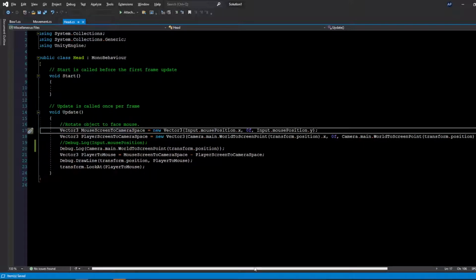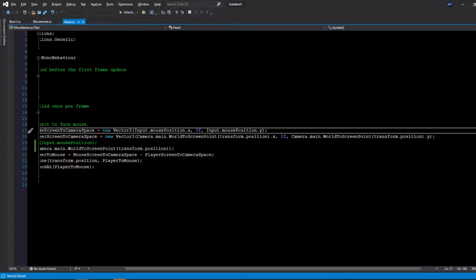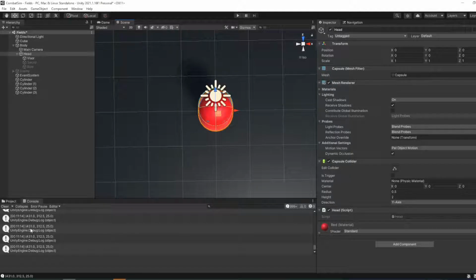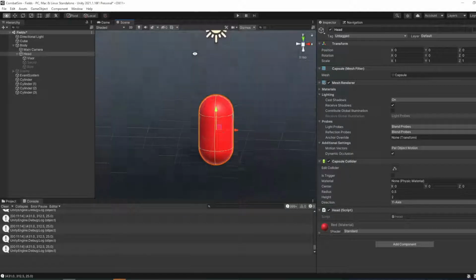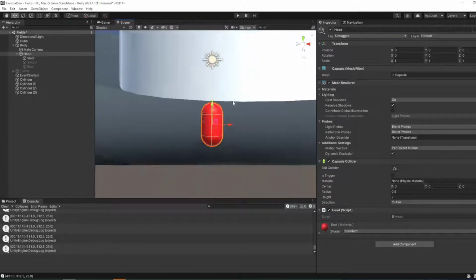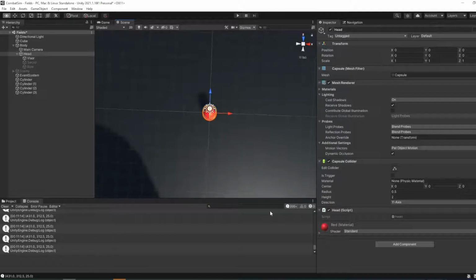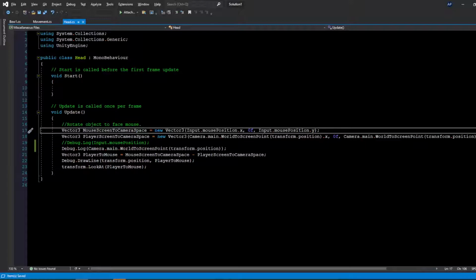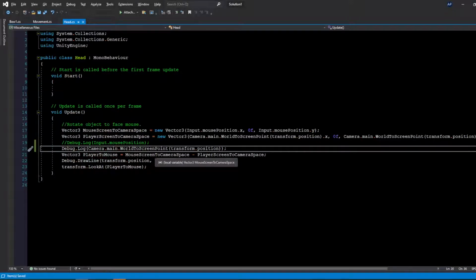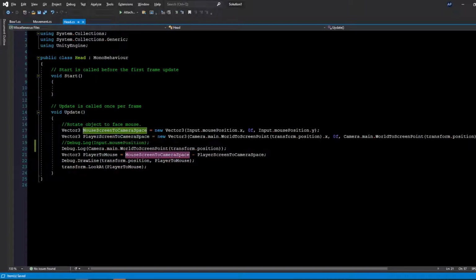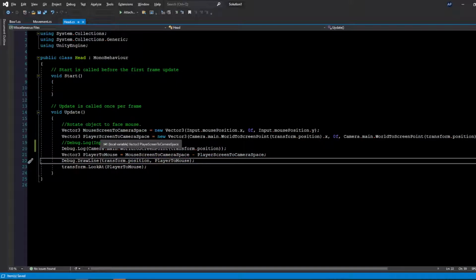And I do the same thing for the player position. So X gets X and Z gets Y. This translates it from this XY plane, because this is Y and this is X, and puts it in this new perspective. Finally, the last step is I just make a new vector called player2mouse, and it's just the mouse screen to camera space Vector3 minus the player screen to camera space. And what that looks like is this.